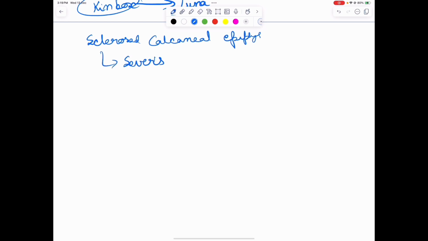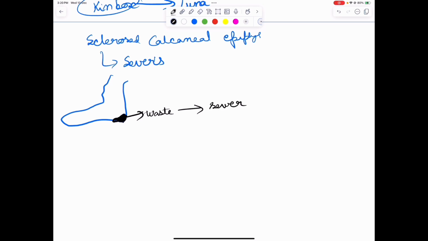Now Sever's disease is associated with the calcaneum. This is the part that gets a lot of waste material or dust particles and all. So what you will want is to throw this waste in a sewer. So this waste is thrown in a sewer, and therefore it is known as Sever's disease.